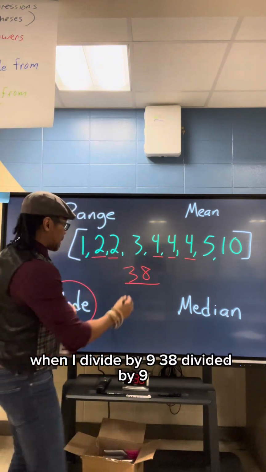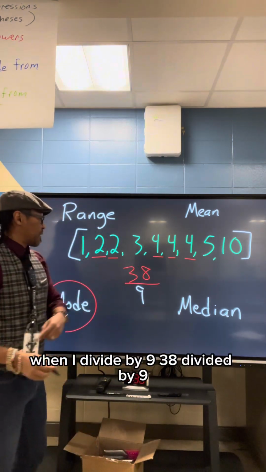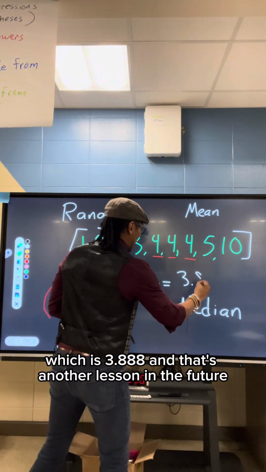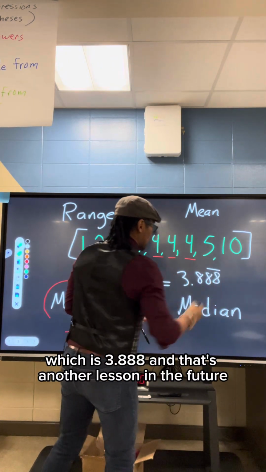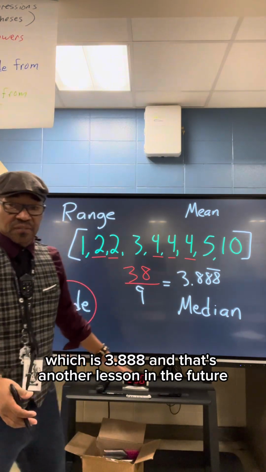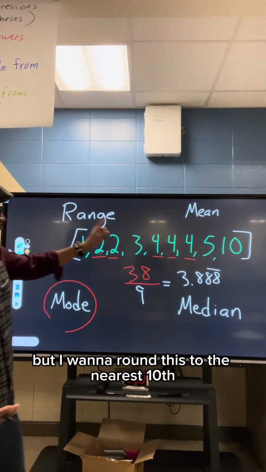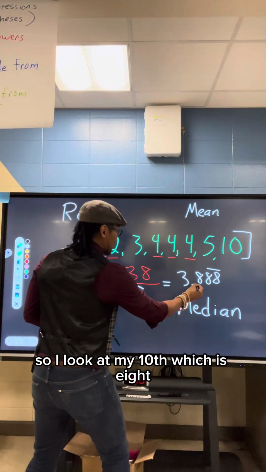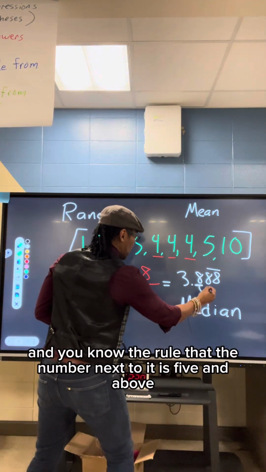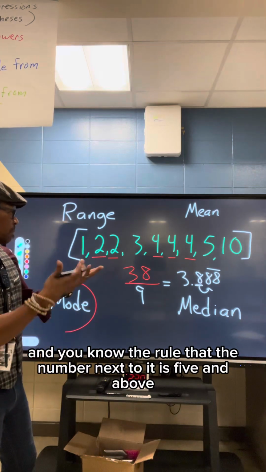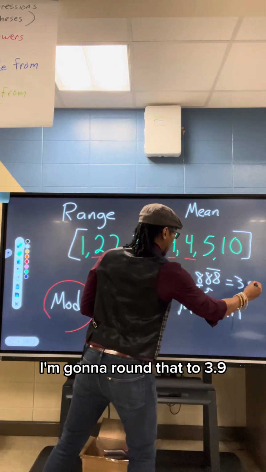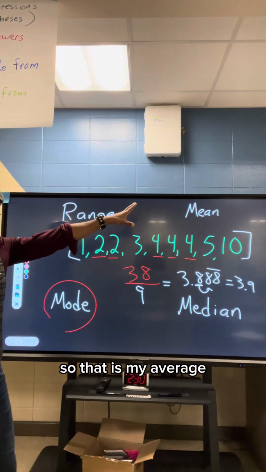When I divide by 9, 38 divided by 9, that will give me a repeating decimal, which is 3.888. And that's another lesson in the future. But I want to round this to the nearest tenth. So I look at my tenth, which is 8. And you know the rule, if the number next to it is 5 and above, I'm going to round that to 3.9. So that is my average.